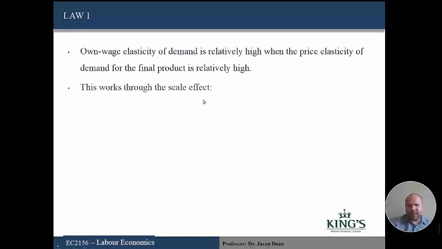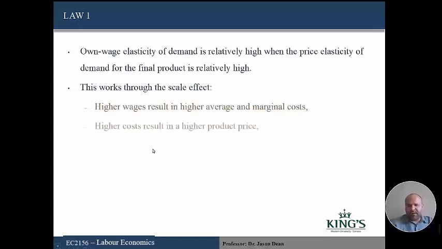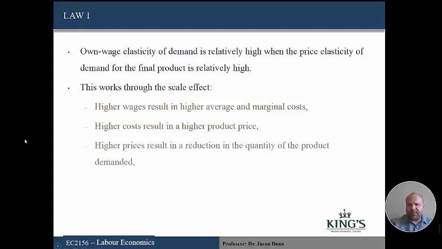So this works through the scale effect. Suppose there's an increase in the wage. So we have higher wages. That's going to increase our average and marginal costs. You can think of the marginal cost curve shifting up, as we saw before. Higher costs are going to result in a higher product price, and we saw this before when we saw the marginal cost curve shift up. These higher prices then are going to result in a reduction in the quantity of the product demanded.